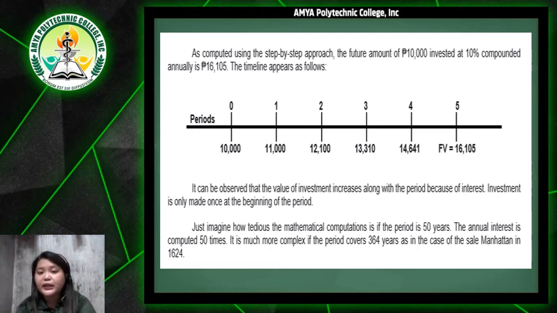Just imagine how tedious the mathematical computation is if the period is 50 years. The annual interest is computed 50 times. It is much more complex if the period covers 364 years, as in the case of the sale of Manhattan in 1624. So that could be all for our lesson this week, and we will see you next meeting.